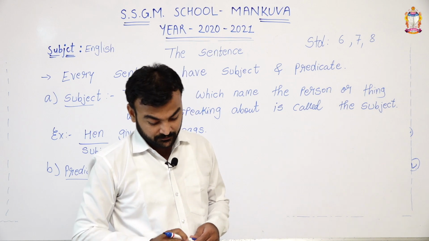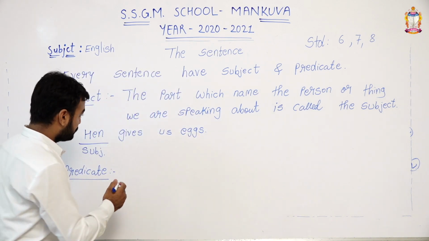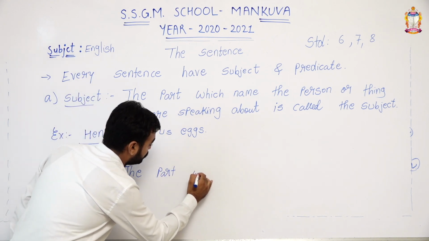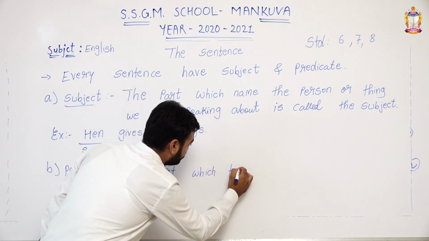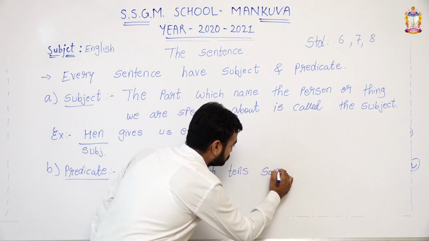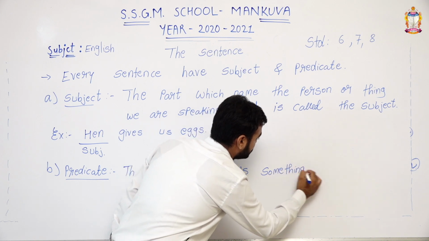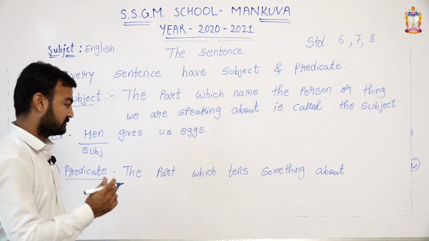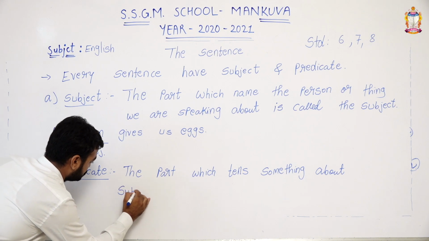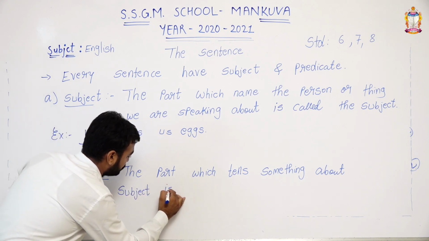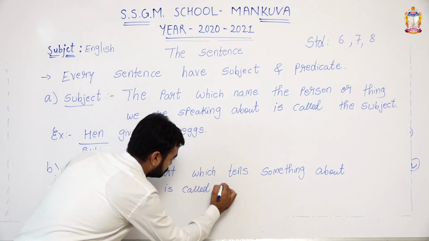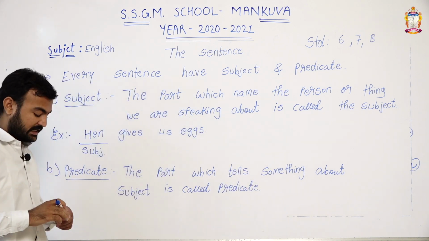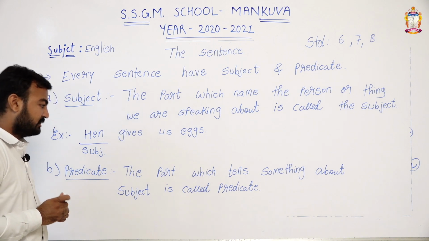Now, the predicate: the part which tells something about the subject is called predicate. The part which tells something about the subject is called predicate.